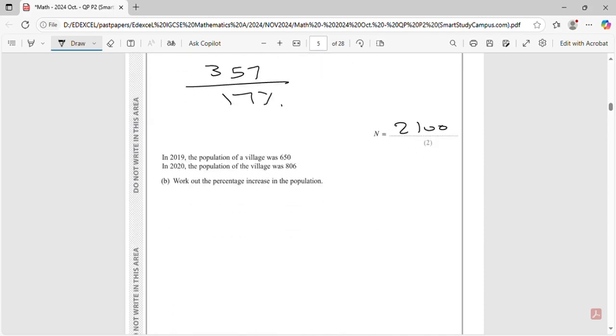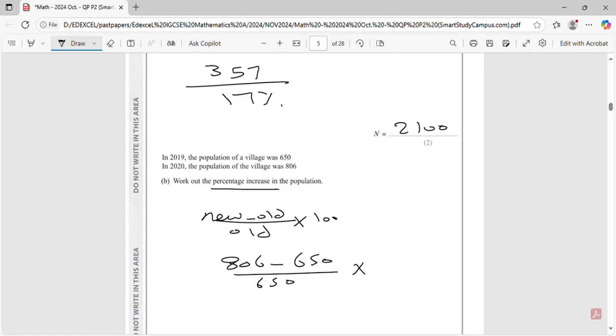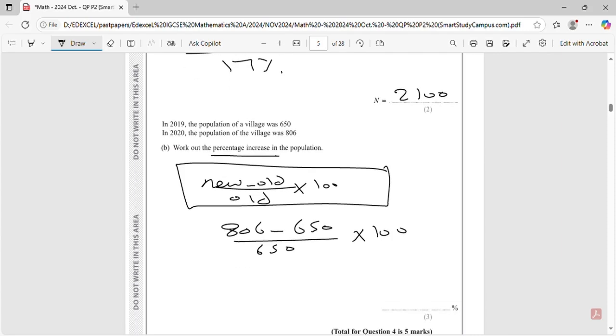Now here he said that in 2019 the population of the village was 650, but next year it became 806. Work out the percentage increase. Of course for percentage increase, percentage decrease, and so on, I have to apply the rule: new minus old, divided by old, all multiplied by 100. So new here is 806 minus old 650, divided by old 650, multiplied by 100. This is very important. You truly have to memorize it. After I do all these operations, I will find the percentage increase, which will equal 24%.